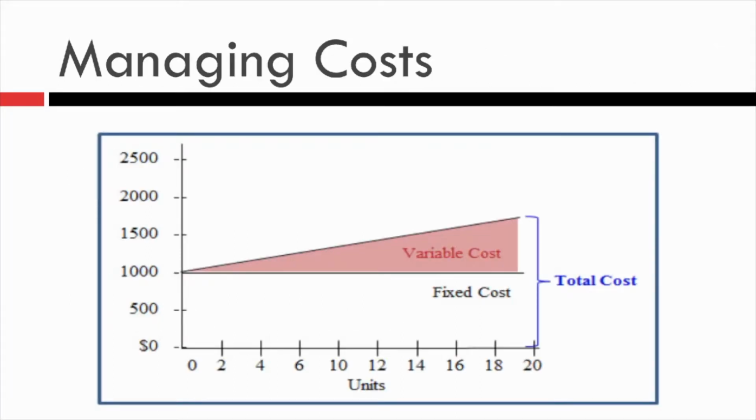Another concept that I think it's really important for students to get a handle on is the difference between fixed costs and variable costs. Fixed costs are costs that remain the same regardless of the level of activity. A basic example might be rent or your annual mortgage payment.